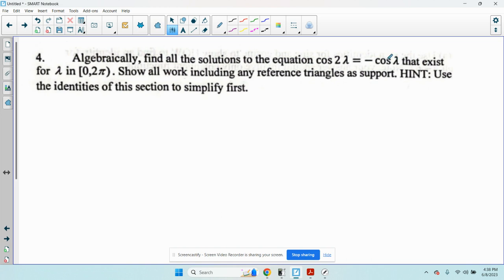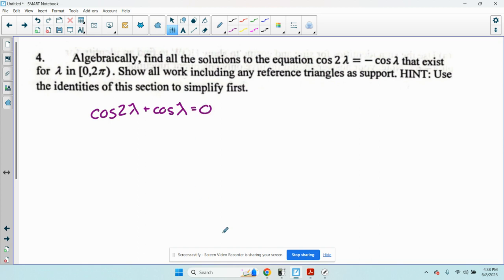First thing I'm going to do is get both of these terms onto the left-hand side. So I'm going to add cosine of delta. So this is cosine of 2 delta plus cosine of delta equals 0.